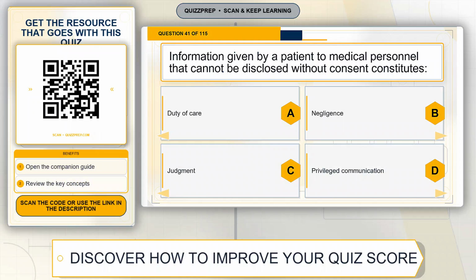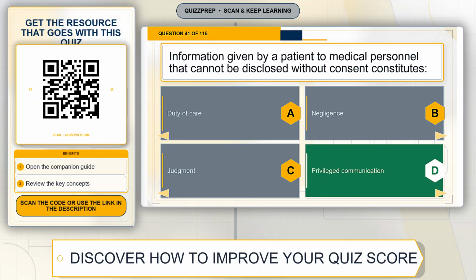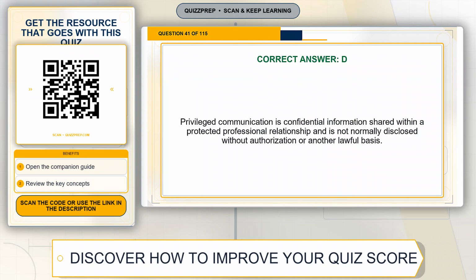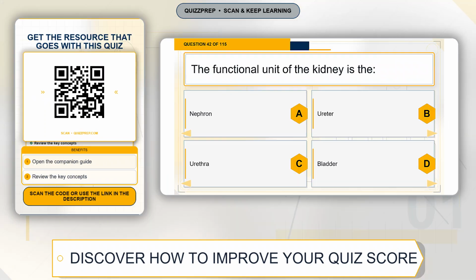Question 41. Information given by a patient to medical personnel that cannot be disclosed without consent constitutes: Option A, duty of care. Option B, negligence. Option C, judgment. Option D, privileged communication. The correct answer is option D, privileged communication. Explanation. Privileged communication is confidential information shared within a protected professional relationship and is not normally disclosed without authorization or another lawful basis.